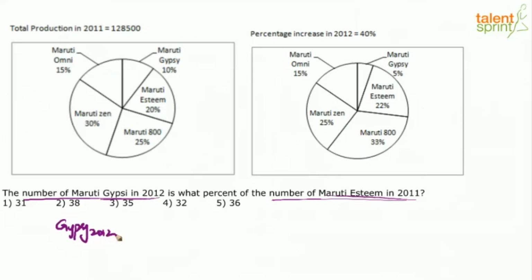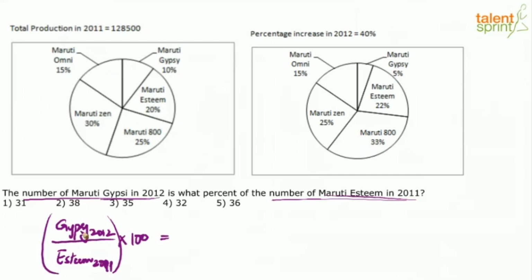Gypsy in 2012 by, again, don't write this in the exam. Gypsy in 2012, Esteem in 2011 and all that. Right? Don't waste your time. You will not be awarded extra marks for that. I am writing it so that I can explain it to you clearly. Cut this out in the exam.